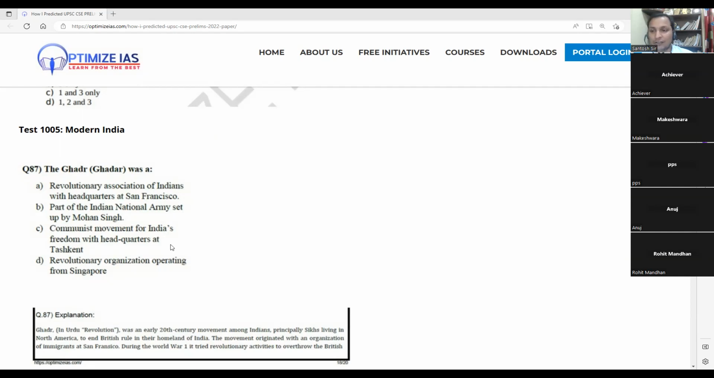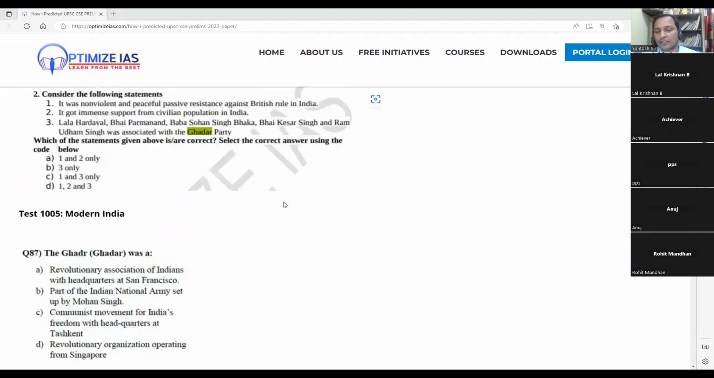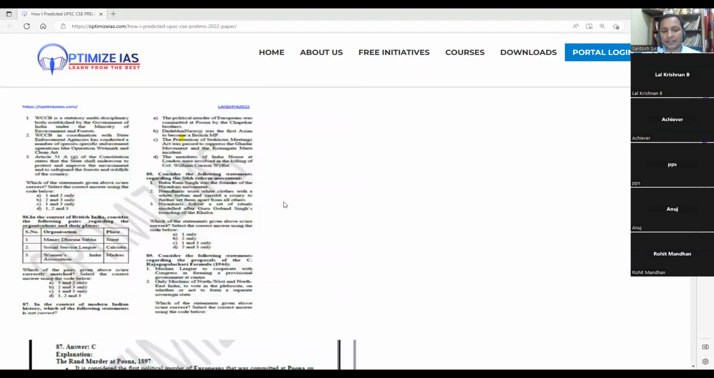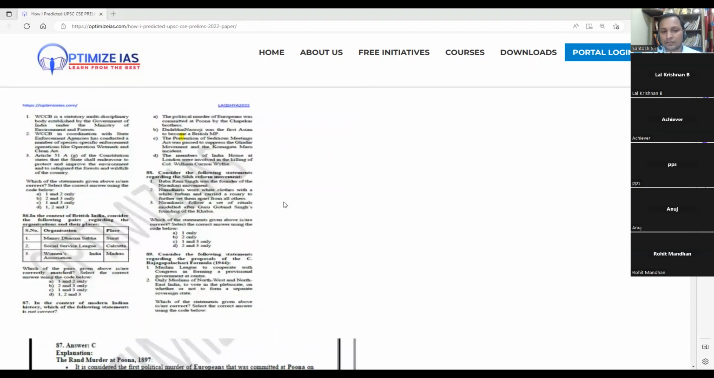There was a movie made on Udham Singh. I hope you remember, who was the hero? Vicky Kaushal. Movies have been made, twice I would like to say, about our revolutionary leaders and our freedom struggle. And you see, one question is here. So the point is that we can easily predict the questions.